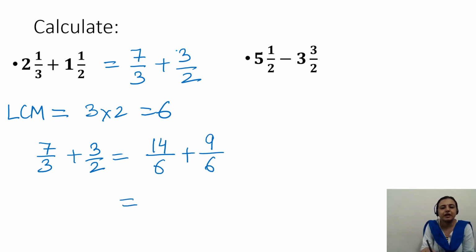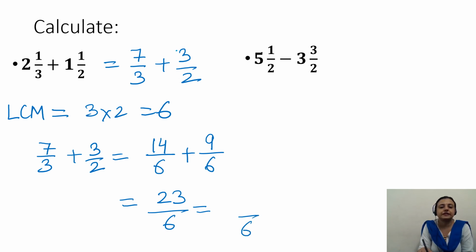And now apply rule 1. Because the bases are the same, simply apply rule 1. 14 plus 9 is 23 upon 6. And if you convert it, then it is 3 integer 5 upon 6. Okay, so this is how you can solve it.